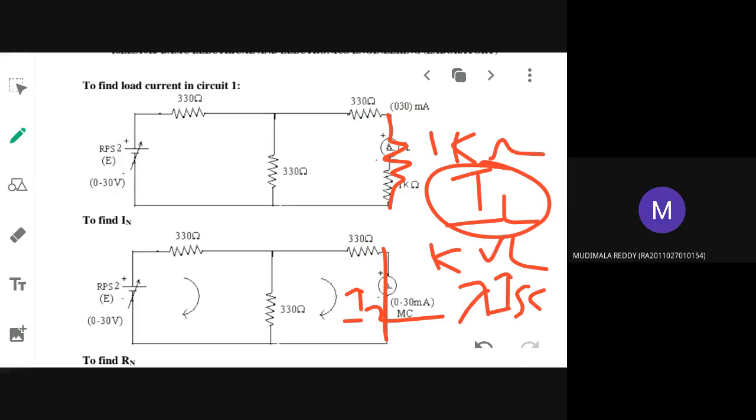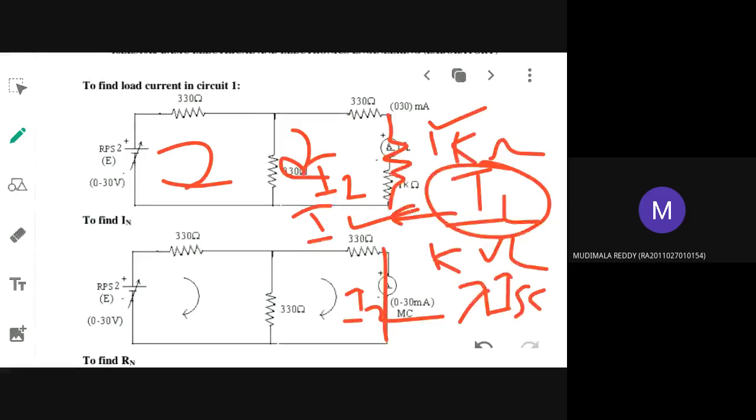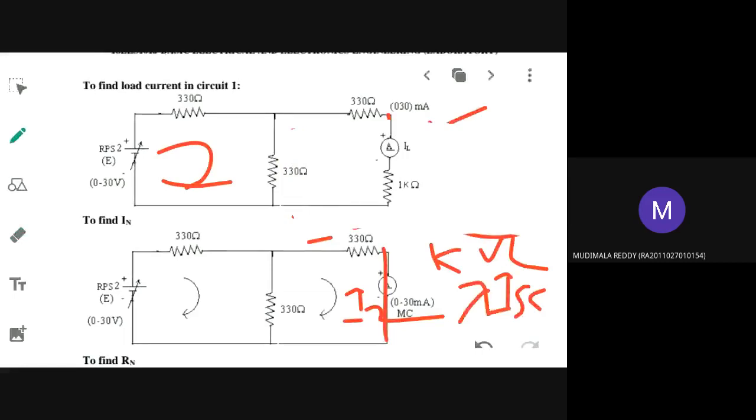Yes, ma'am. Same way, you can write the mesh equation here. We are finding I2 with the 1K at the output side, that will give you IL. Suppose you are eliminating that 1K and shorting the output side, and you find I2, that will be ISC. Understood? Yes, ma'am. This is how you will do the manual calculation of ISC, IL and R Thevenin. Okay, understood?